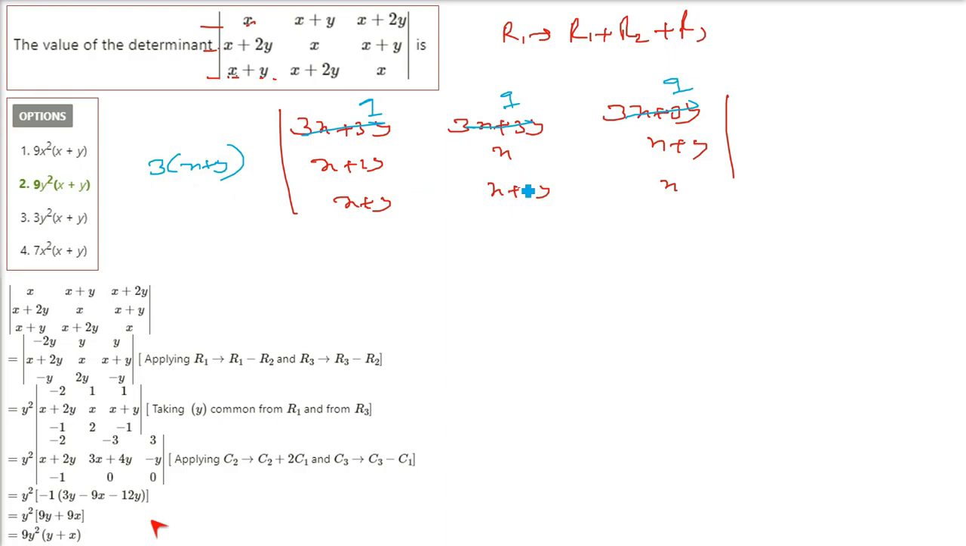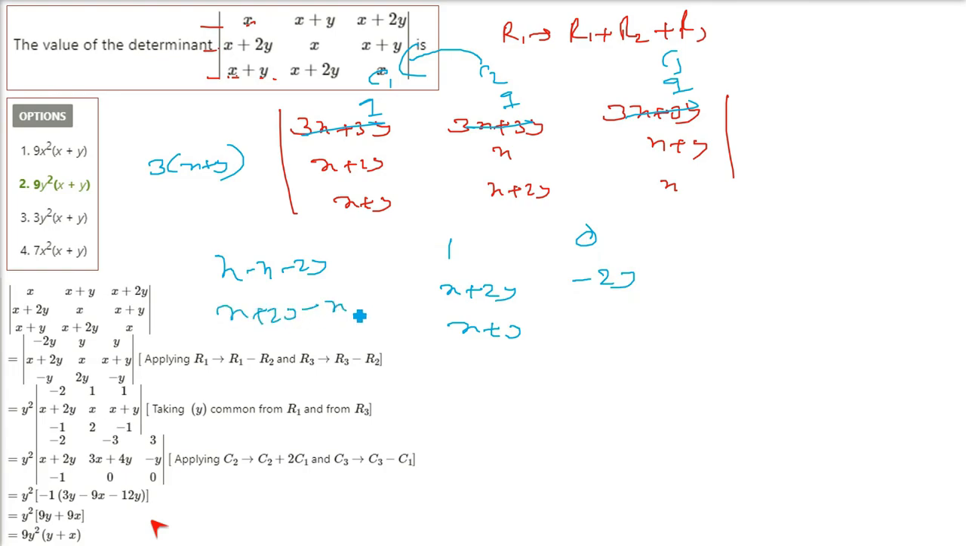Now, simply column 2 minus column 1 and column 3 minus column 1. We don't do column 2 minus column 1 and then column 3 minus column 2. No. Column 2 minus column 1 and column 3 minus column 1. So column 1 will remain like that. 1, x plus 2y, x plus y. Now 1 minus 1 is 0. x minus x plus 2y, x gets cancelled. You get minus 2y here. Then x plus 2y minus x minus y, so you get 2y minus y is y. Now column 3 minus column 1 I am doing. So 1 minus 1 is 0.